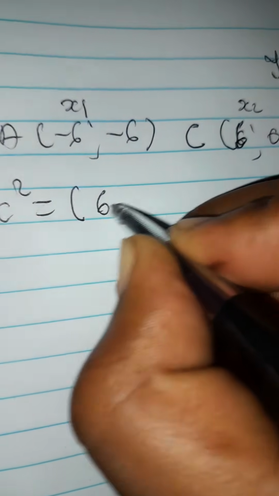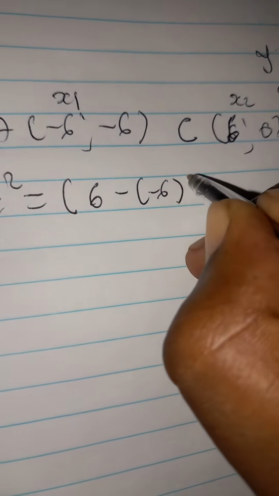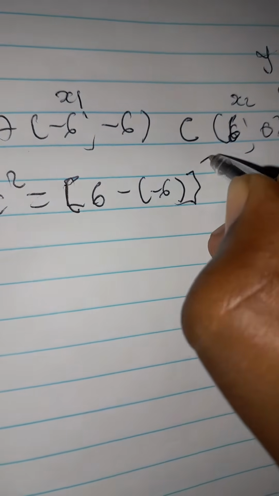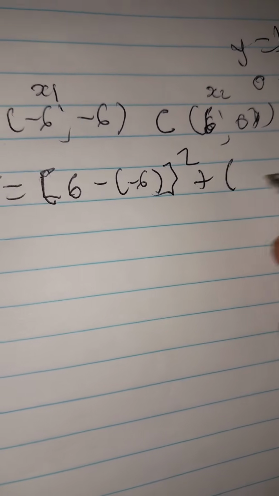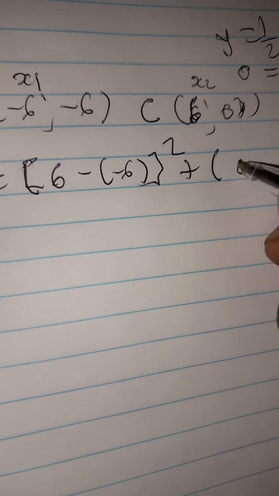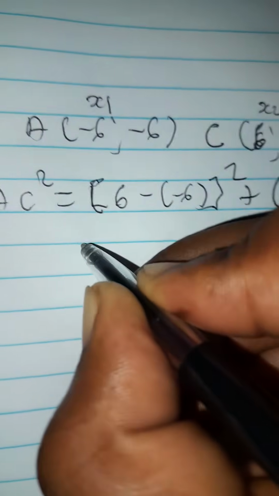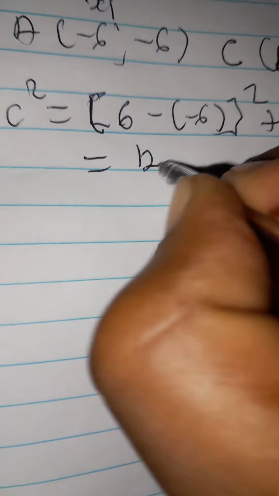So to make life easier, we need to calculate the length. So it's going to be AC squared. Remember, this is x1 and this is x2. So our x2 is going to be 6 minus negative 6, squared, plus our y2, which is 0 minus negative 6, squared. When we square this, it's the same as 12, right? Yes, it's 12, but 12 squared is going to be 144.